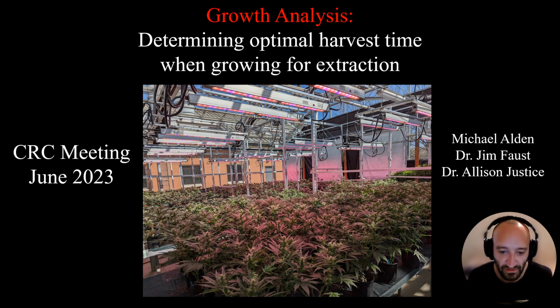My name is Michael Alden, and I'm a PhD student here at Clemson University working under Jim Faust. Today, I'll present some data on our experiments looking at growth analysis. We're hoping to provide a reliable, easy method for trialing genetics in-house with a focus on growing for extraction.